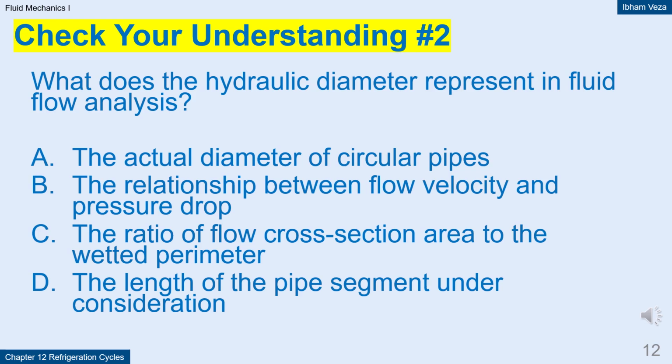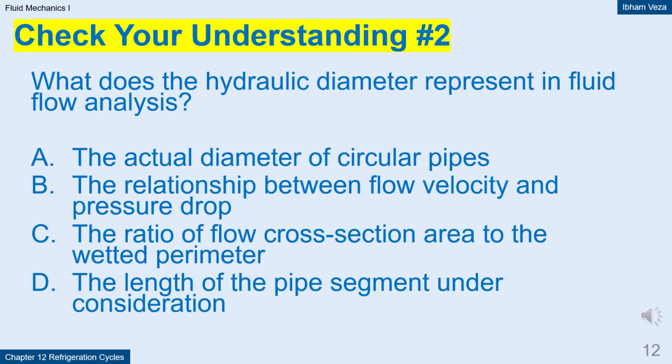Check your understanding number 2. What does the hydraulic diameter represent in fluid flow analysis? C. The ratio of flow cross-section area to the wetted perimeter.